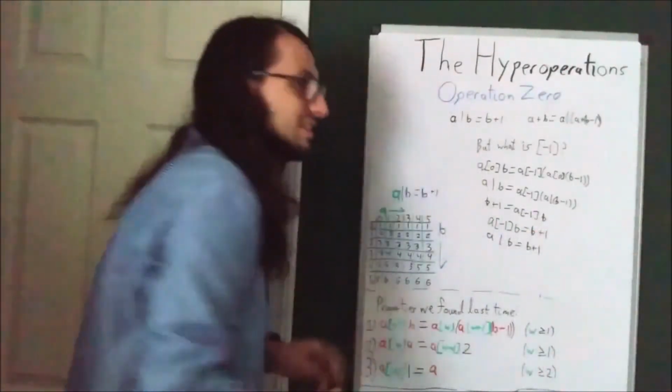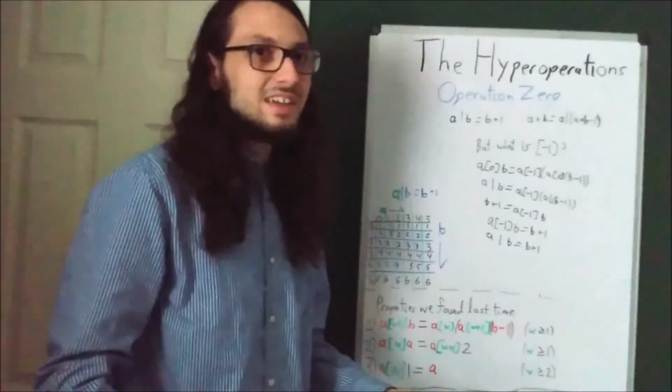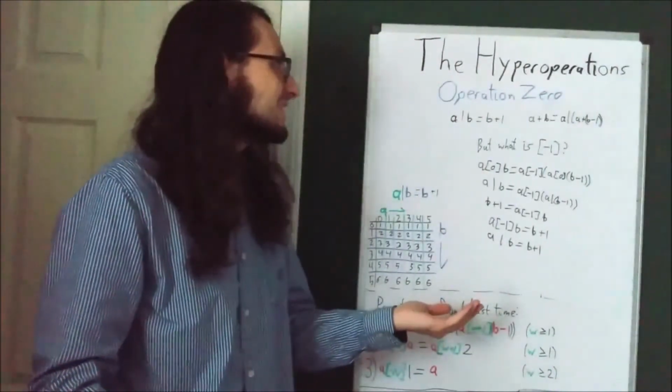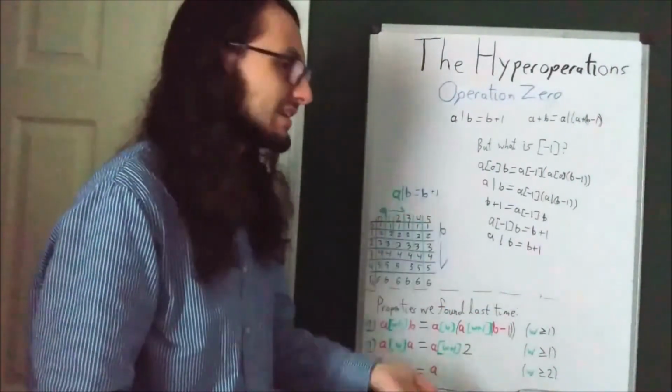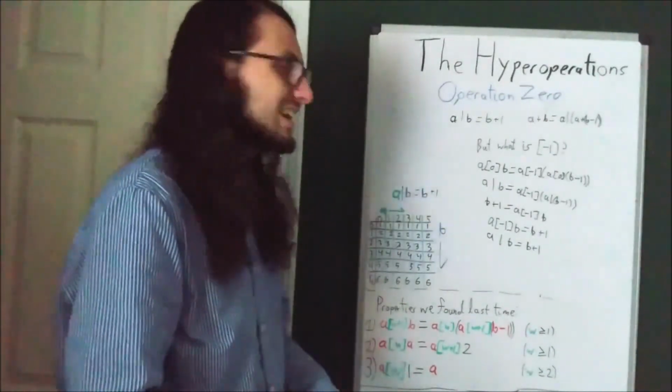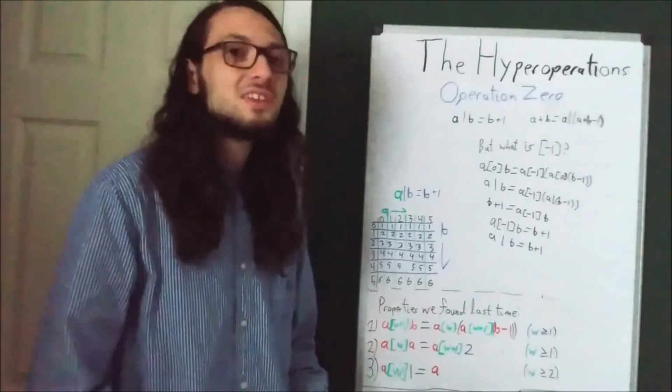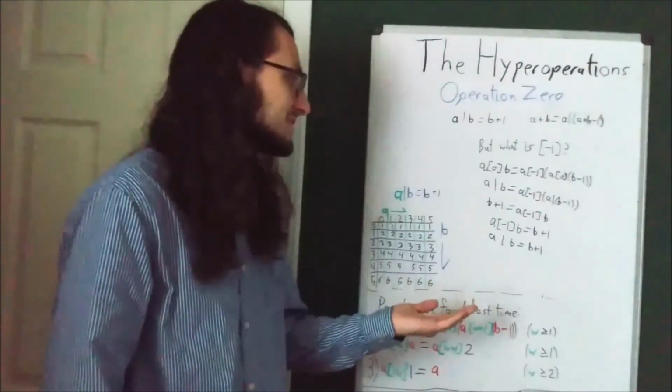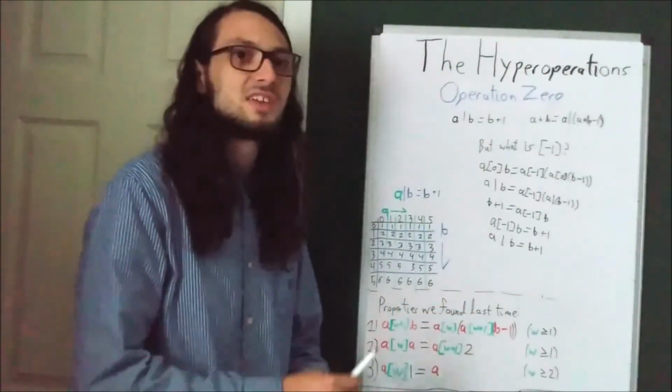So, the operation below counting is still counting. Zeration is below zeration, and if you keep going down, you will get the same operation over and over and over again. Isn't that kind of cool? Truly, nothing is below counting in the hyperoperations. It is 0 and everything below.